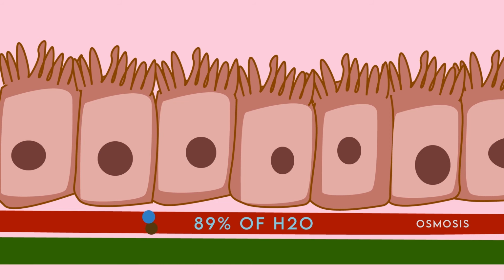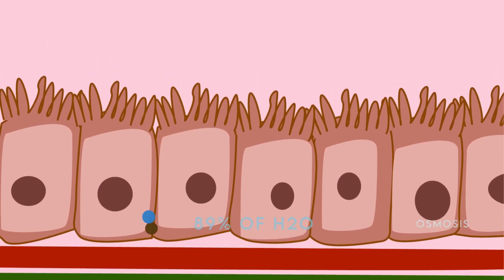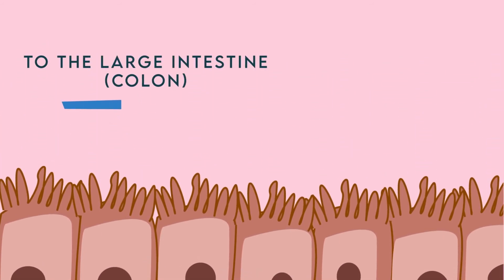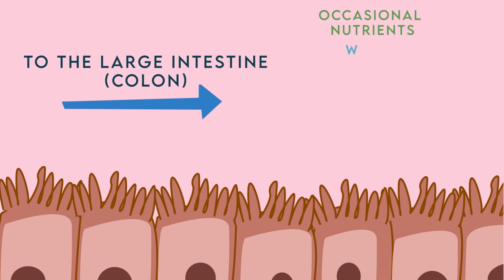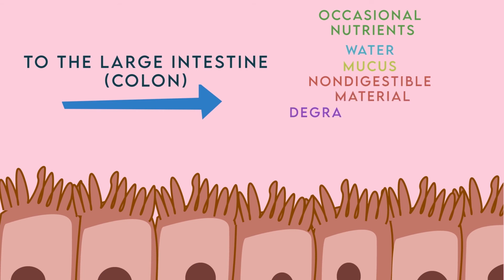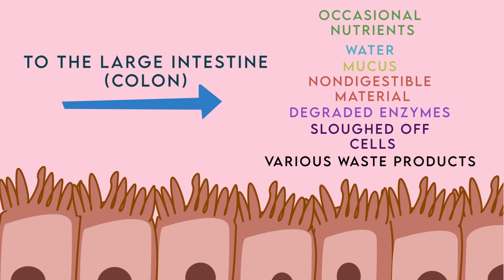ions that are absorbed. In the end, what reaches the end of the small intestine is a mass of occasional nutrients, some water, mucus, non-digestible material, degraded enzymes, sloughed off cells, and various waste products. This mass is what enters the large intestine, aka the colon, for the final modifications and compaction before excretion.